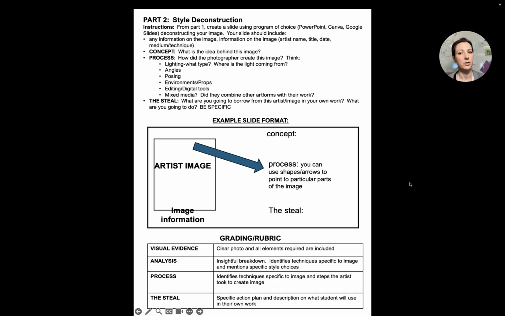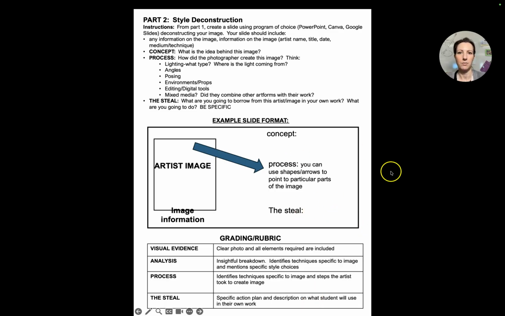That's really important because we're going to be doing a few different sets of portraits. I want you to be looking at photographers and what they've done, and then what you can use from their work in your own. The grading is pretty simple: the photo you pick is clear, all the elements are on the slide, and your analysis is insightful. You actually looked into their work. You can show me facts, tell me about their style. The process, same thing, you're giving me specifics. And again, for the steal, you're giving me specifics on what you want to use next.